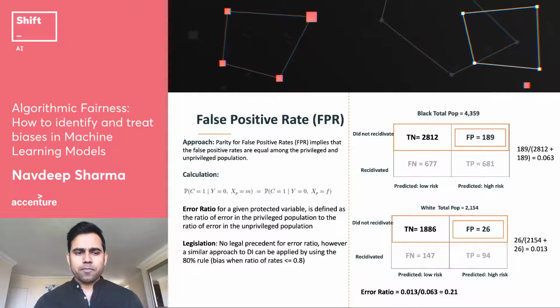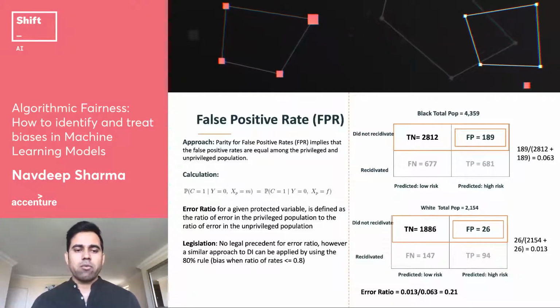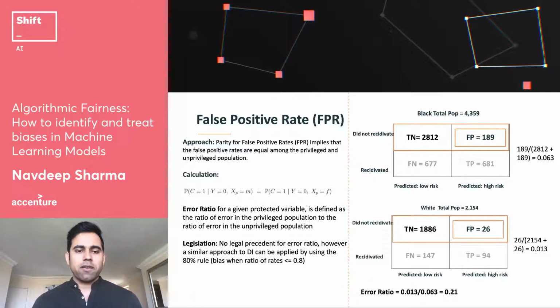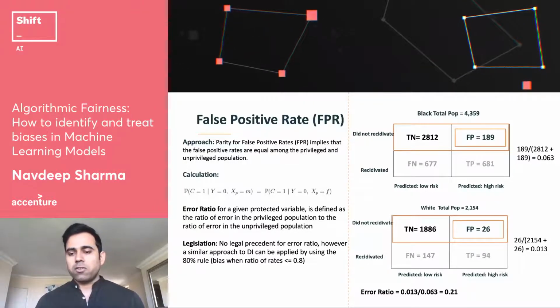We also have the error ratio for a given protected variable. The way error ratio is defined is as a ratio of error in the privileged population to the error in the unprivileged population.